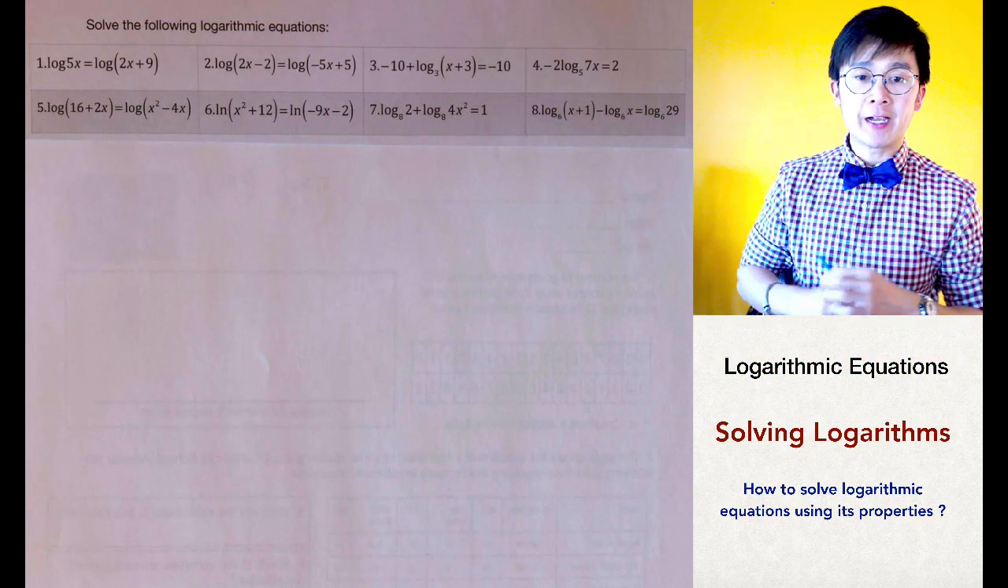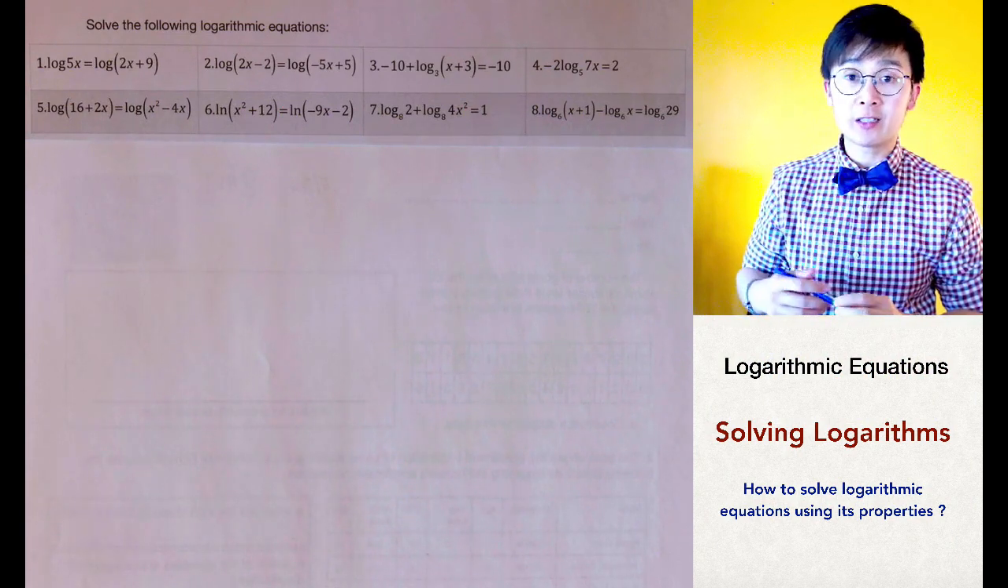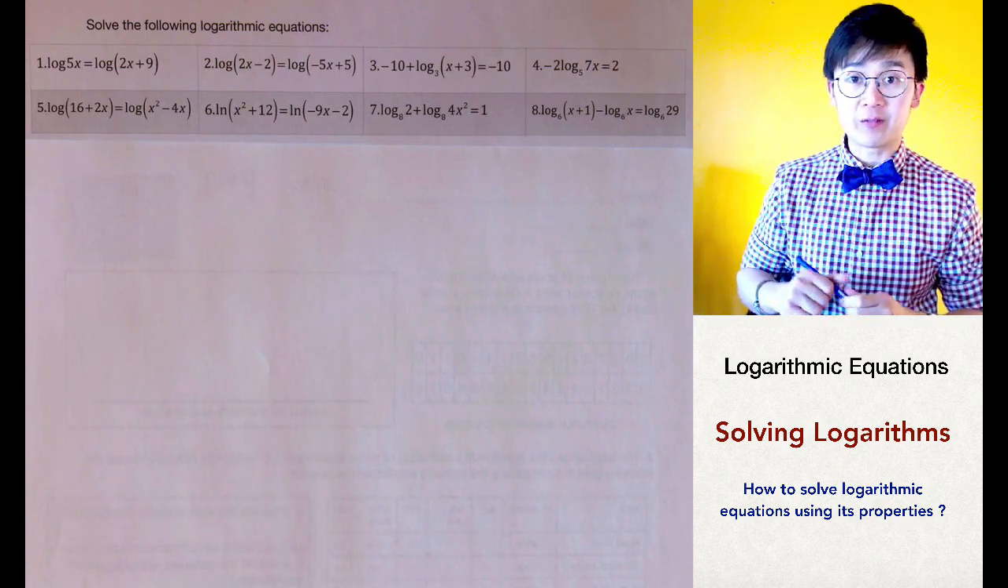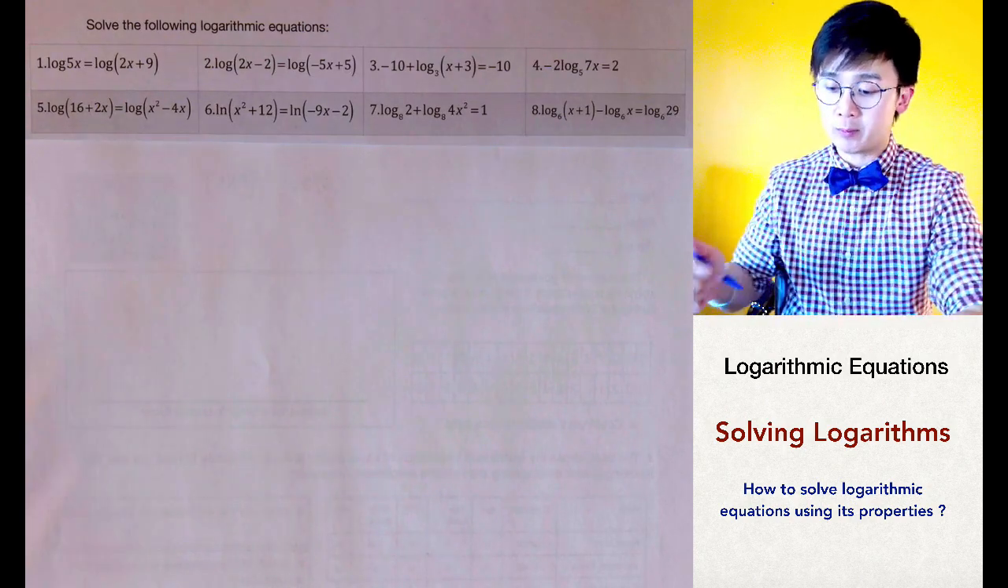Ngayon ay magsasagot naman tayo ng mga logarithmic equations at sa pagsagot ng mga equations na tulad nito, kailangan natin or kailangan alam nyo yung properties of logarithms at saka mga laws of exponents. So let's go ahead and start problem number 1.